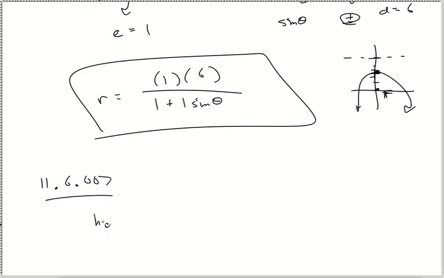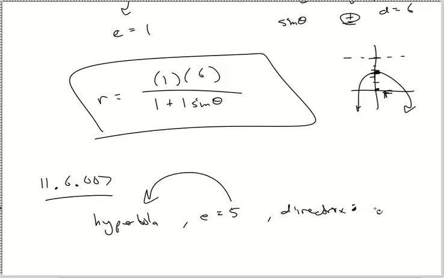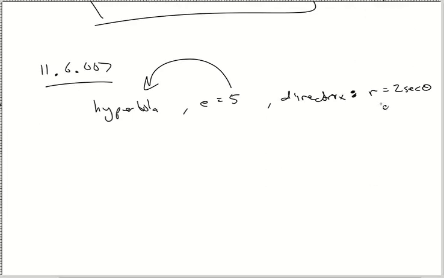11,6,007. Says that we have a hyperbola. My eccentricity is equal to 5, and that would tell me it's a hyperbola because it's more than 1. And then they say my directrix is at, and this is a very strange one, r is equal to 2 secant theta. Very weird. If you were to graph this on a calculator in polar form, it's actually a vertical line centered at x equals 2. What they're trying to say is this guy here is x equals a positive 2. Saying this and saying that are the same thing.